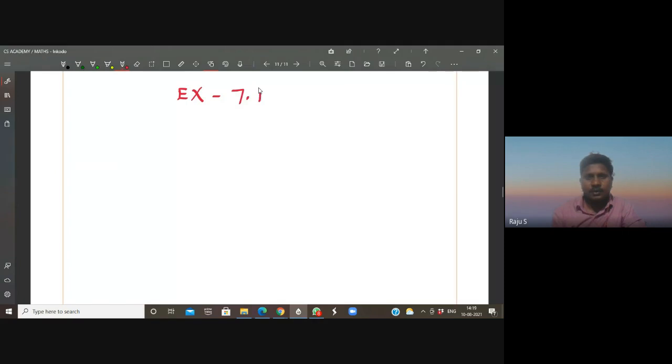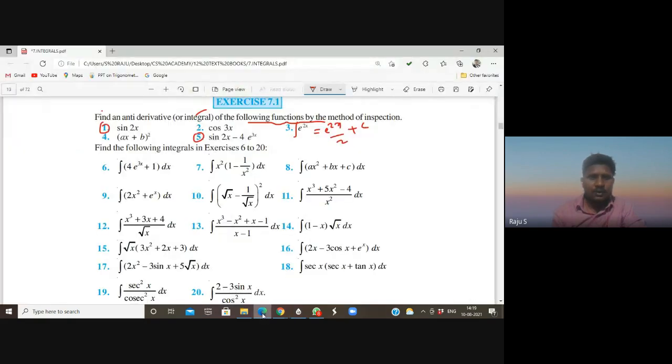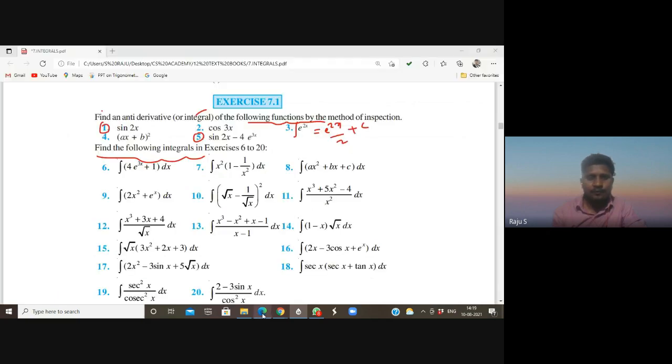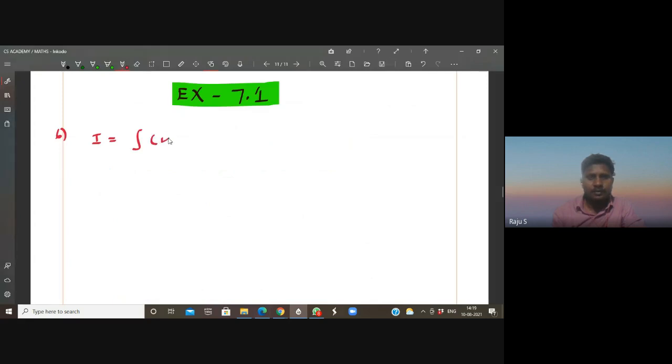7.1. I'll tell you why it is easy. The first one, what is the first question? Okay, 6th onwards we'll do. Integral of 4 into e power 3x plus 1. 6th one, I'm taking I as the integral of 4 e power 3x plus 1 into dx. See students, how to write the steps.